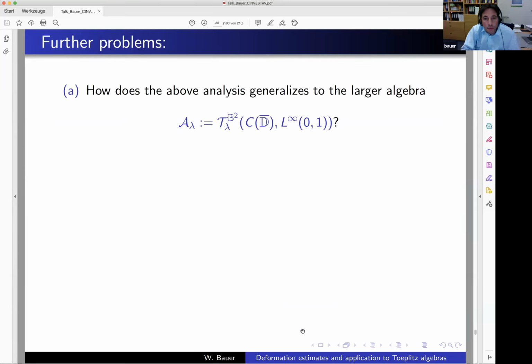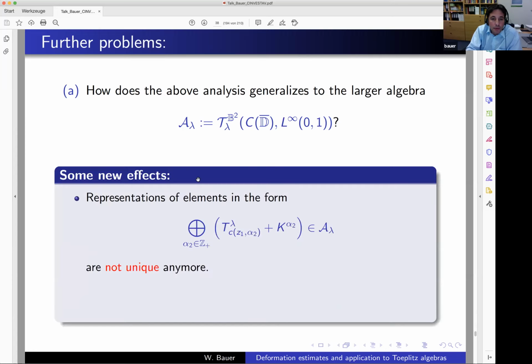Yeah. So what are further problems? This might be maybe an easy case. We may, instead of just looking at the symbols, the symbol set 1, just the one function, add a larger algebra by replacing this by all L infinity functions here. So that gives a bigger algebra. And the question is, what can we say about this one here? And there's a lot to say about this, and I do not want to say this in detail because there's no time.